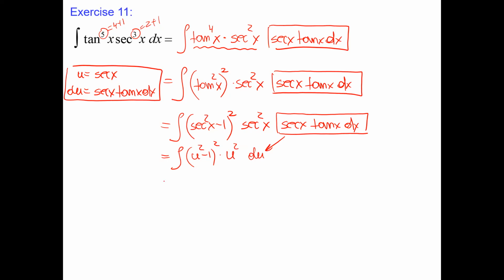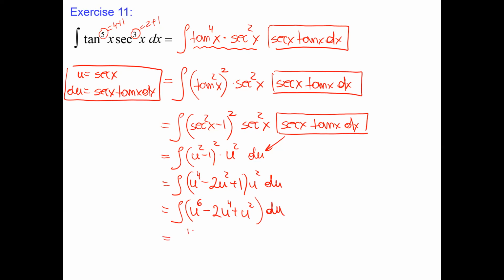Okay, first of all, let's square it. U squared minus 1 squared. It will be u to the power of 4, minus 2 times u squared, plus 1, and still multiplying each term by u squared. Just distributing u squared times u to the power of 4, u squared times u squared is this, and times 1 is this. Okay, now integration. U to the power of 7 over 7, minus 2 u to the power of 5 over 5, plus u to the power of 3 over 3, plus the constant.